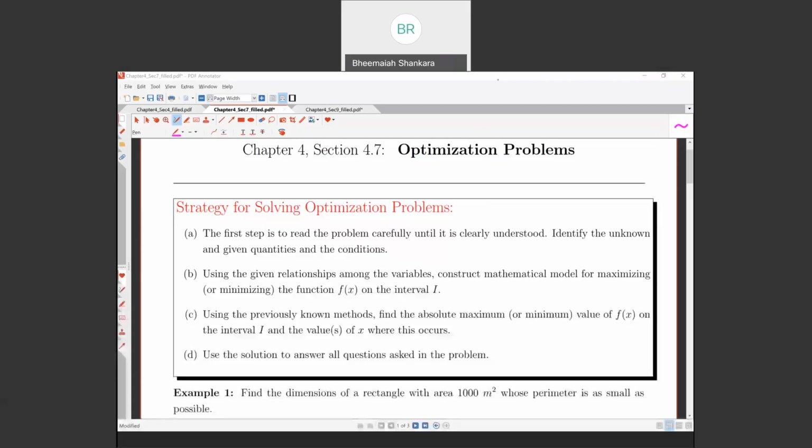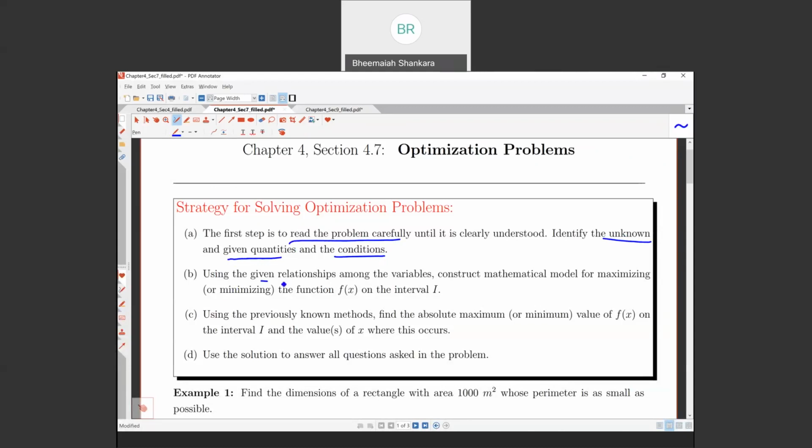In this lecture, we will learn about optimization problems and the strategy to optimize the given problem. So we follow the following steps in order to optimize a given problem. In the first step, we read the problem carefully until we understand it, and we also identify the unknown quantities and the given quantities and the conditions.